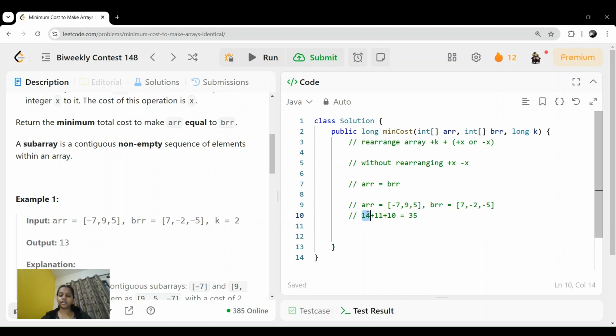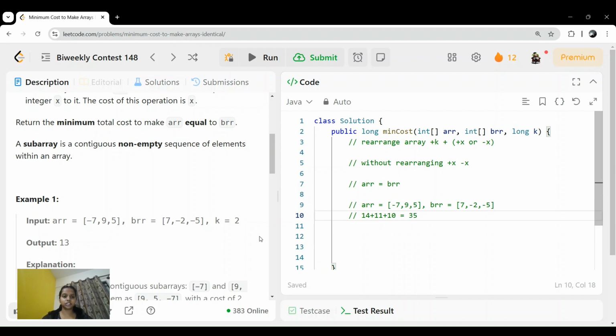So what we are doing: we are adding 14 to minus 7 to make it 7. We are subtracting 11 from 9, getting minus 2, as we are checking the absolute value. And for 5, we are subtracting 10 from 5, we will get minus 5. So in this way 35. Why we are not writing minus here is that we can subtract or add. In these two cases we are subtracting, but we have to find the total cost, and it will be positive.